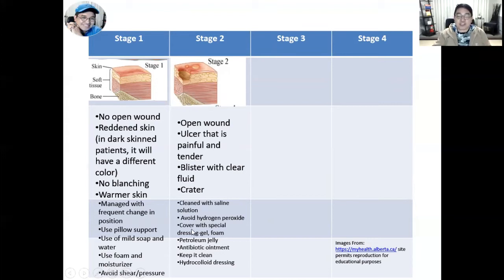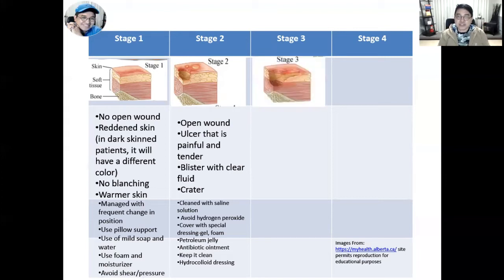So cover with special dressing gel or foam, and petroleum jelly could be applied, as well as an antibiotic ointment. So you just have to keep it clean, and the dressing that's used would be your hydrocolloid dressing. It gives the appropriate amount of moisture necessary for wound healing to occur. This is a little bit of a challenge, especially if you have patients with diabetes.